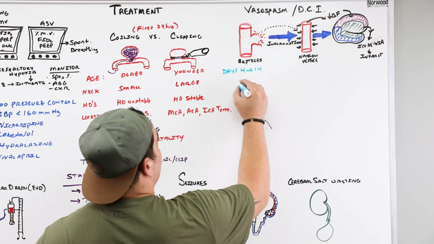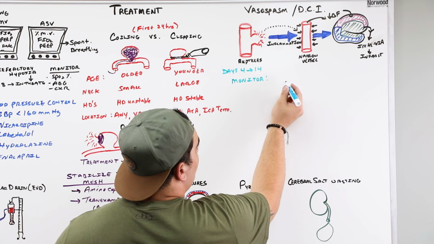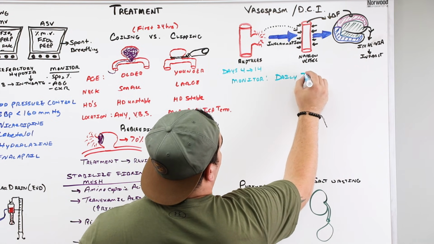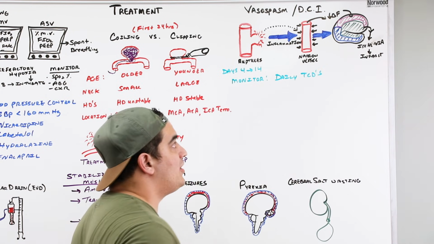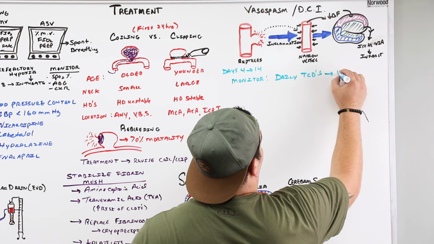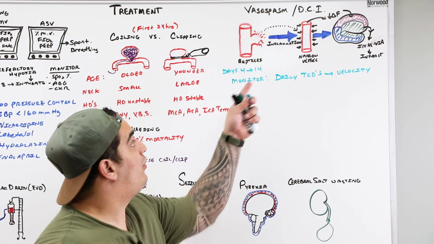So how do we basically monitor for vasospasm? Well, we do it through two ways. One is you can do what's called daily TCDs, which are called transcranial Dopplers. And what these do is they determine the velocity of blood flow that are moving through these vessels.